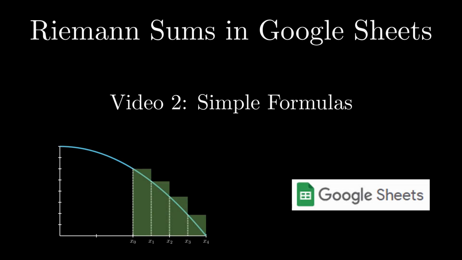In the previous video, we saw how to use a spreadsheet to calculate a Riemann sum, but it was a very inflexible setup. If we wanted to modify the problem slightly, we would basically have to remake the entire spreadsheet. In this video, we're going to see how we can set up our spreadsheet to make it more flexible.